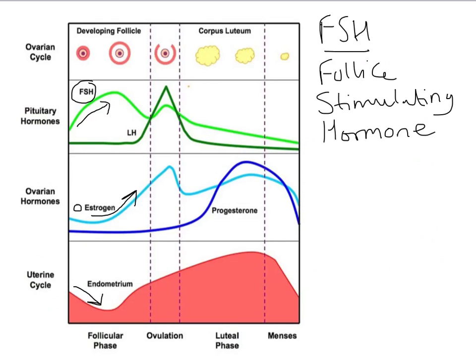Increasing levels of estrogen in the blood cause the uterus lining to thicken. So that's why in this section here, so I'll draw it in red, we can see the endometrial lining is starting to become a bit thicker.